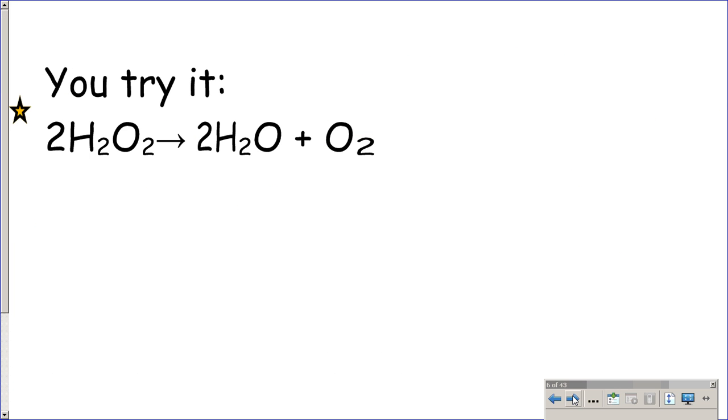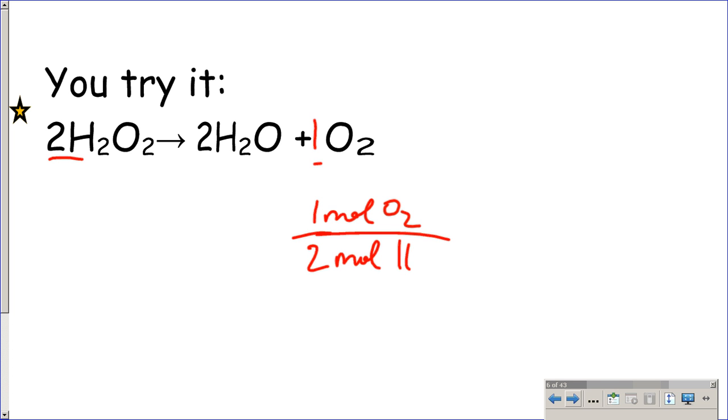Okay, let me do one more. For this one, what's the ratio between oxygen and hydrogen peroxide? 1 to 2, right? Oxygen has a 1, hydrogen peroxide has a 2, so it's a 1 to 2 ratio, but you have to write moles of oxygen in this case, over moles of the other thing, hydrogen peroxide. You've got to identify it, because if you don't, you won't know what you're talking about when you start canceling out ratios and stuff like that.